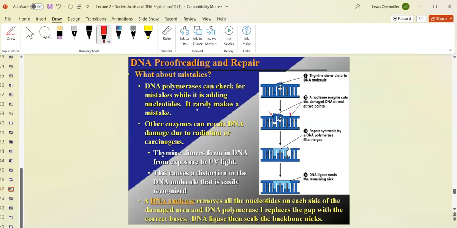So one of these mistakes that occurs is called thymine dimers. So thymine dimers, you have two thymines, so two T's next to each other in the same strand of DNA. When ultraviolet light hits that, it covalently links them together.